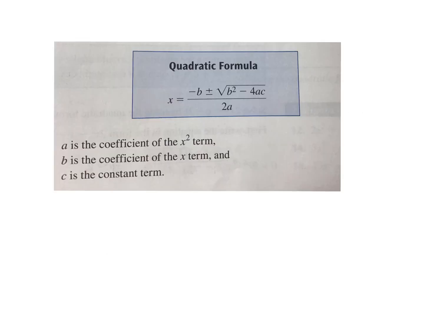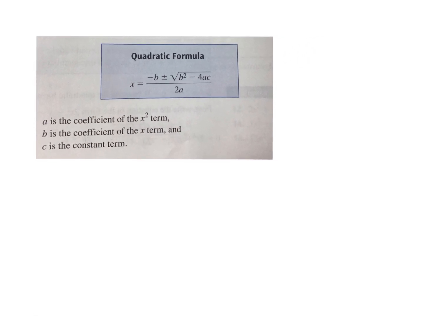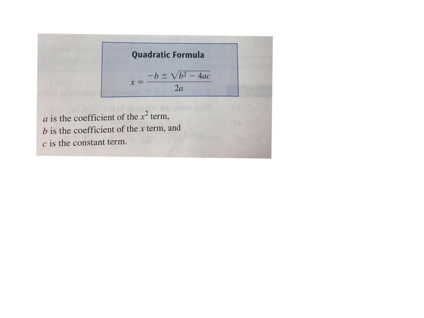If all else fails, let's say you are doing this and you just can't for the life of you come up with the factors that you need, this is your go-to. It takes longer, but you'll get the answer, okay? So A is the coefficient that's with the x squared term, B is the middle term, and C is the constant without a variable, okay? So this equation, I'll always give it to you if you need it.